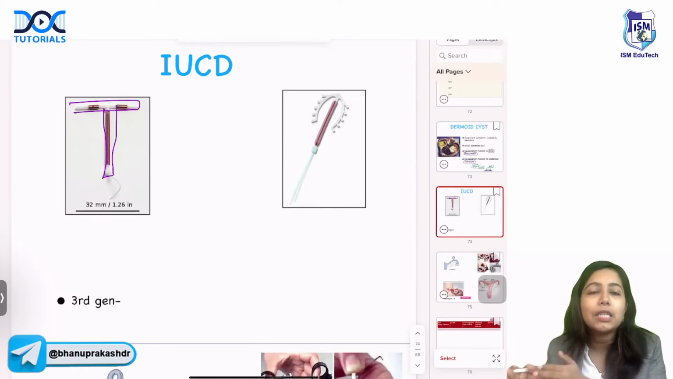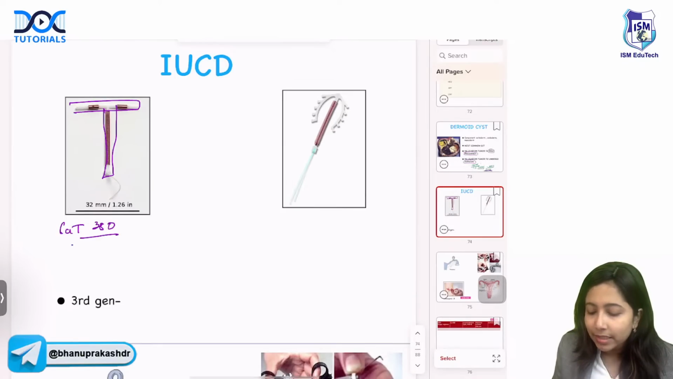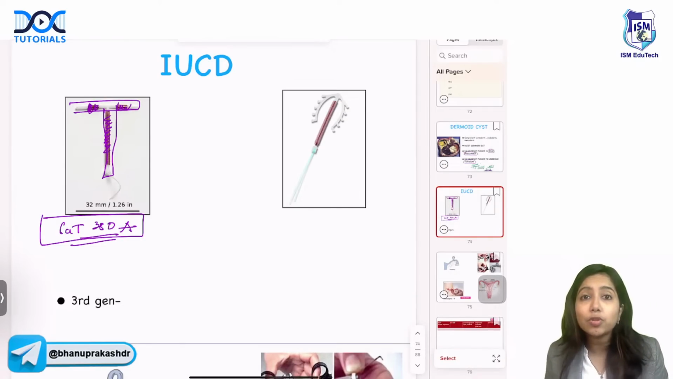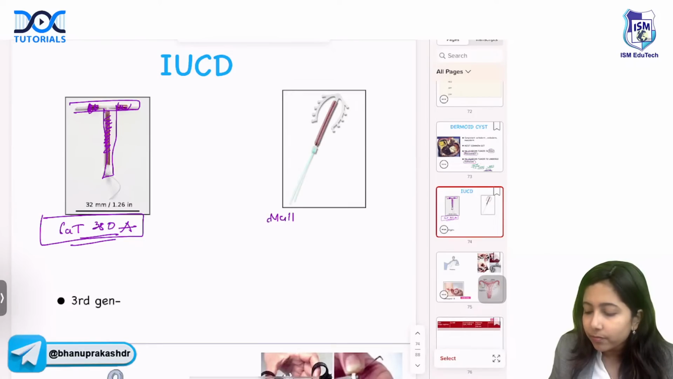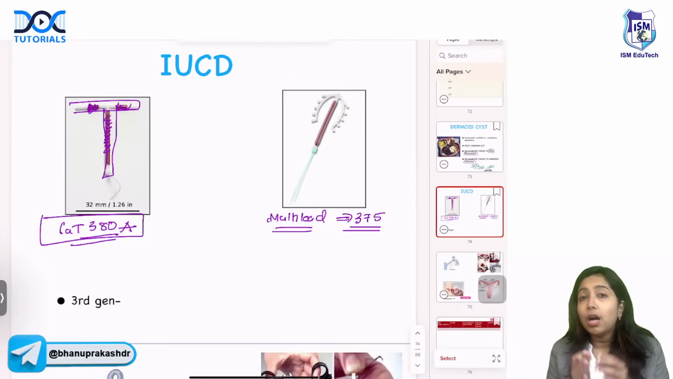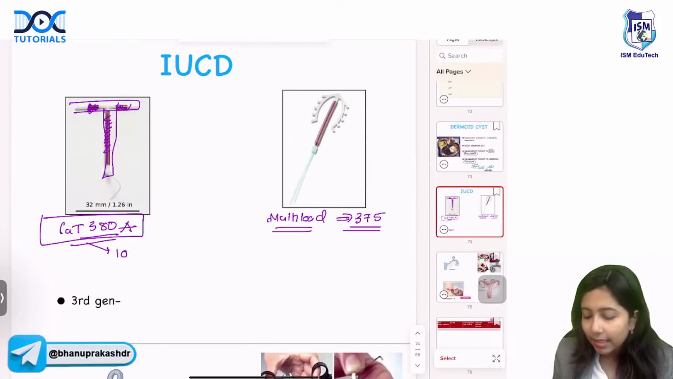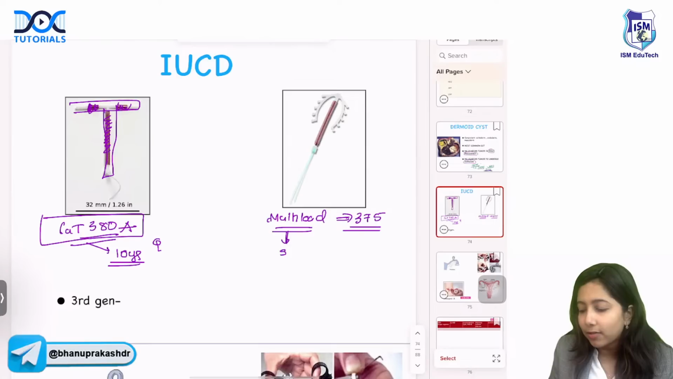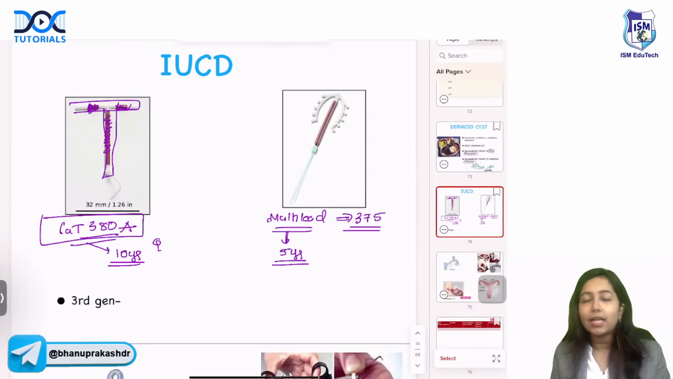It is copper T380. The key features include, you will see the copper in the horizontal limb as well as in the vertical limb. Whereas the next device which you see here is multi-load 375. Multi-load 375 and copper T 380A. And what is the lifespan of these intrauterine devices? For copper T 380A, it is 10 years. Whereas multi-load, it is 5 years.